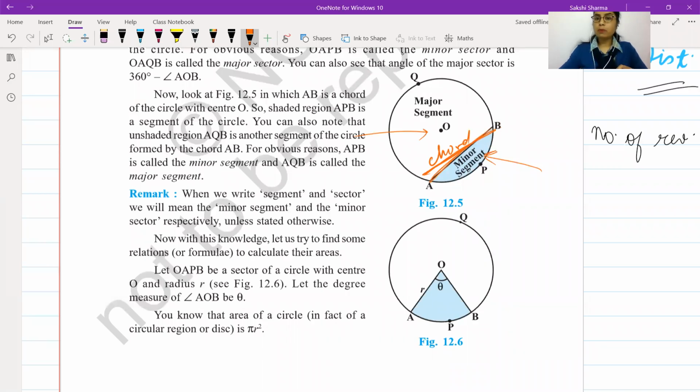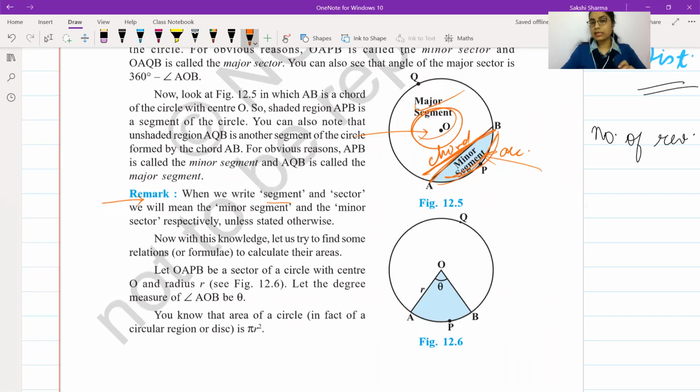So area bound by chord and arc. The area of the circle bound by a chord of the circle and an arc is called the segment of the circle. If that area does not include the center, अगर उस एरिया में सेंटर नहीं है तो वो माइनर सेगमेंट होगा, और अगर उस एरिया में सेंटर इंक्लूडेड है तो वो मेजर सेगमेंट होगा. आई होप इट्स क्लियर. And this is something you can remember.